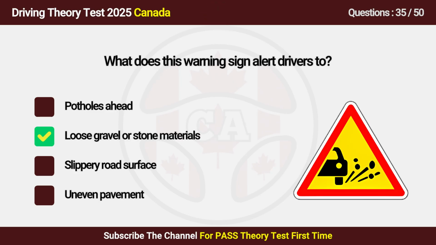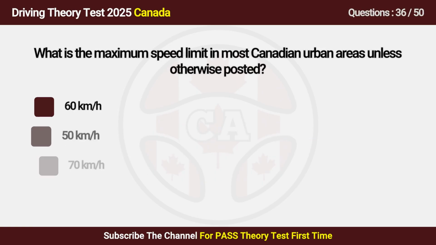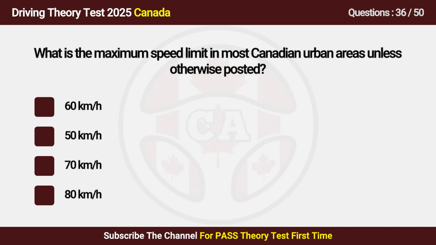Answer is B. Loose gravel or stone materials. This warning sign means there is loose gravel or stone materials on the road. Drivers should reduce speed to avoid skidding and minimize flying debris. Question 36. What is the maximum speed limit in most Canadian urban areas unless otherwise posted?